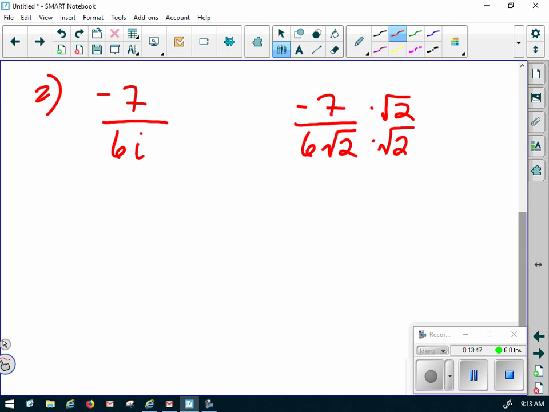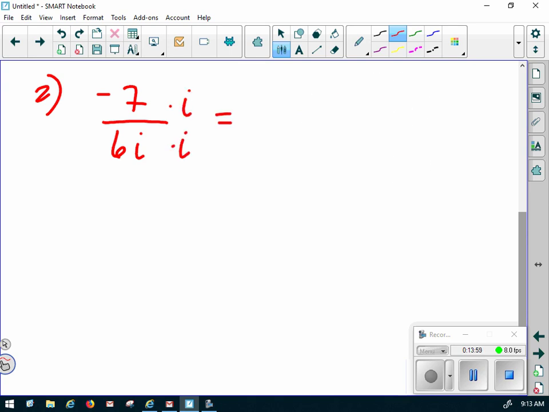Question. How many terms are in the denominator? 1. There's just 1 term in the denominator. So multiply top and bottom by I. What's the numerator? Now look at the denominator. 6 times I times I. I times I is I squared. I squared is negative 1. Negative 1 times 6. What's a negative divided by a negative? It's a positive, so this is just 7I divided by 6.